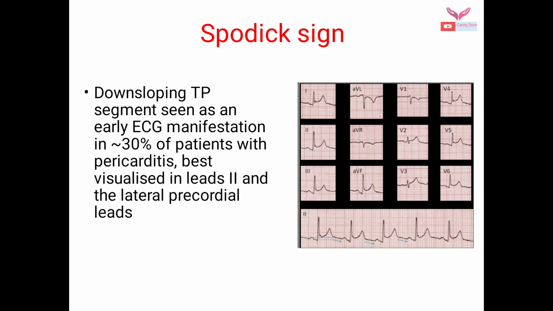Spodick sign refers to downsloping TP segment seen as an early ECG manifestation in approximately 30% of the patients with pericarditis. It is best seen in lead 2 and lateral precordial leads like lead V3 to V6. TP segment is from the end of T wave to the start of P wave.